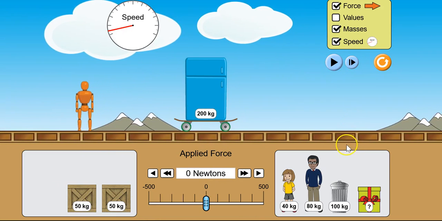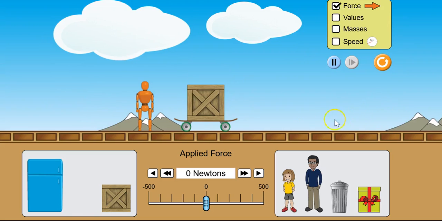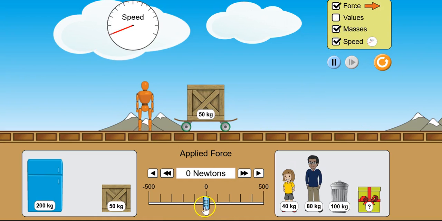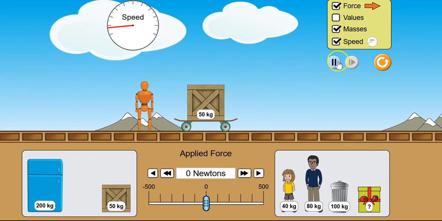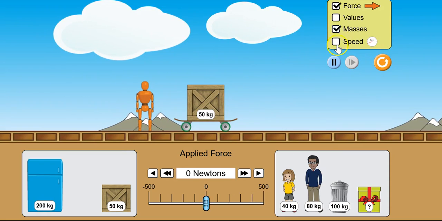Okay, now let's reset it. What happens when we apply a force in the different direction? If I apply a force to the left, is the box still going to move to the right? Let's see. Let me get our mass. Let me get our speed. Oh, I did it wrong. Too many things to think about. This time I'm going to move it 100 newtons to the left.